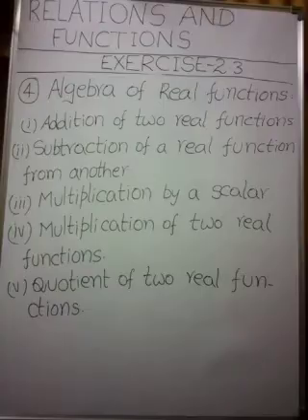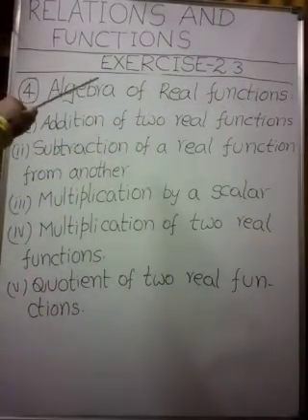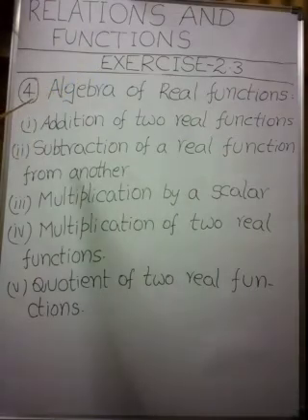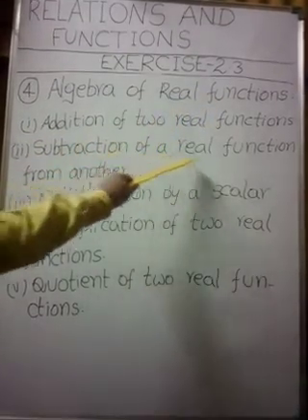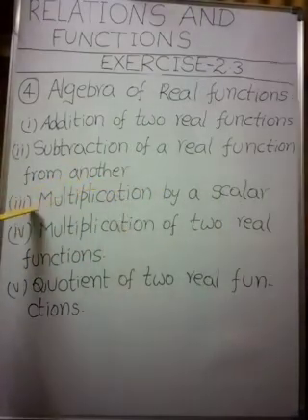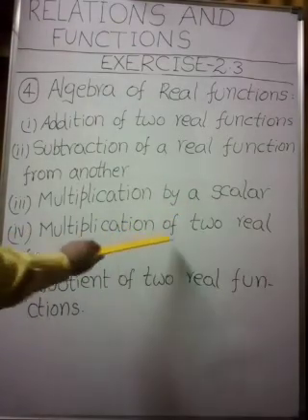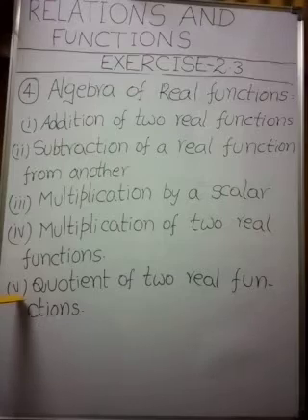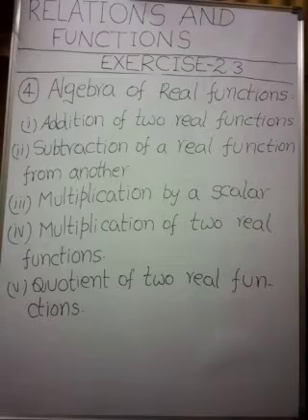Right. Now the last point, the last concept of this exercise 2.3 is algebra of real functions. Under this point, we are going to discuss these points: addition of two real functions, subtraction of a real function from another, third, multiplication by scalar, fourth, multiplication of two real functions, and fifth, quotient of two real functions. Okay, my dear children, right.